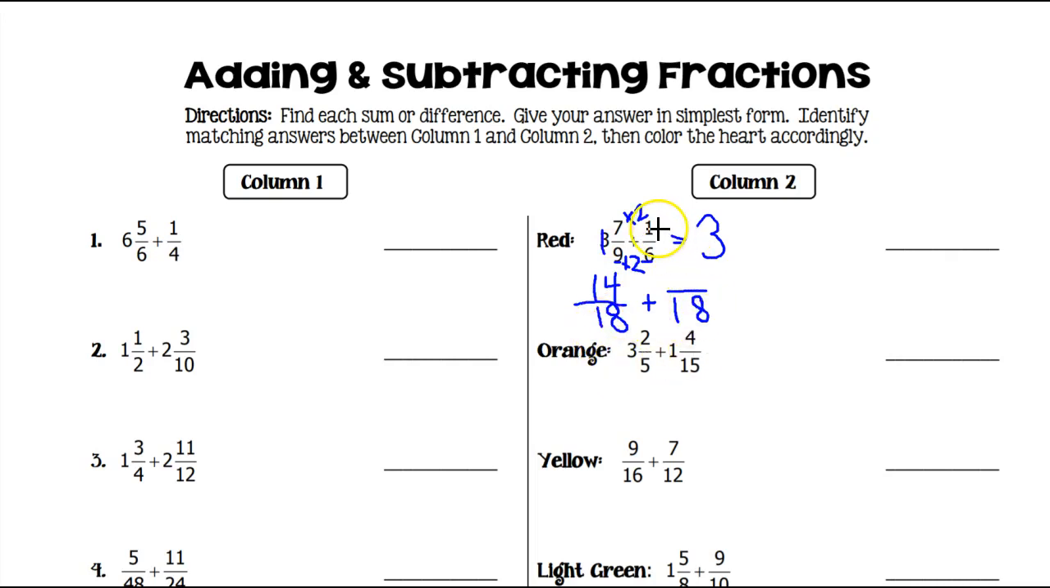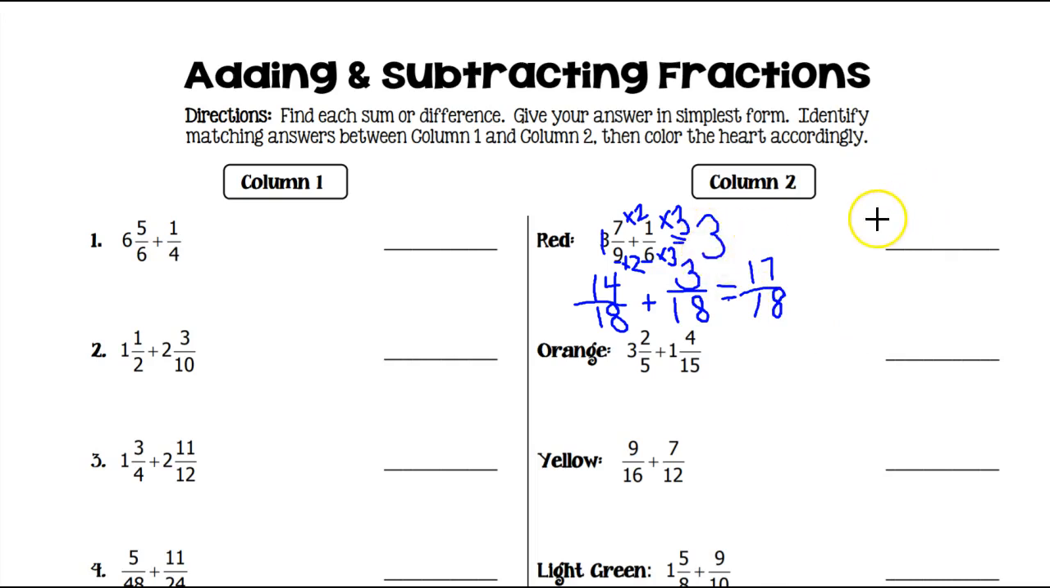All right, so now let's look at 1/6. So how do I get from 6 to 18? Because that's what I changed my denominator to. And I can use my multiplication chart and decide that 6 times 3 gives me 18. So what I do to the bottom, I have to do to the top. So I know that 1 times 3 is 3. So now that I have the same denominators, I can now add my numerators. 14 plus 3 is 17. And my denominator stays the same.